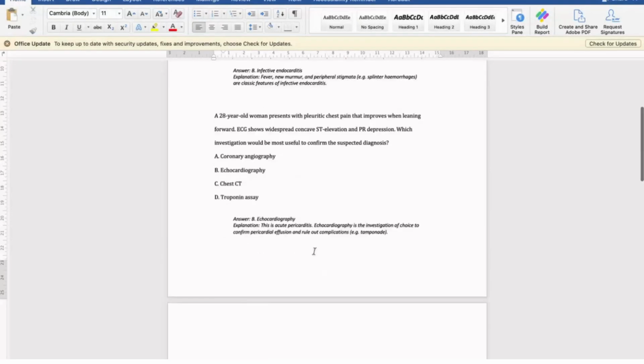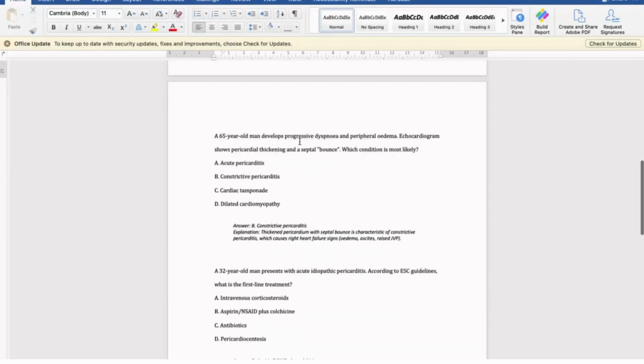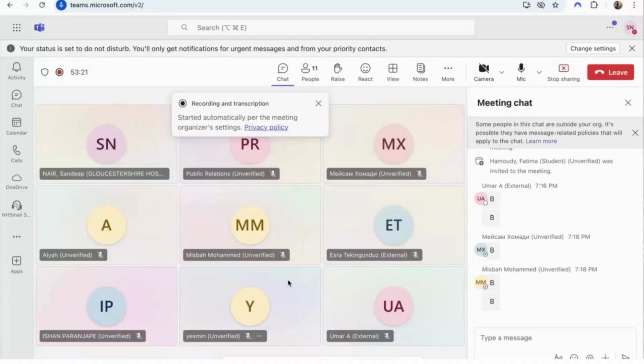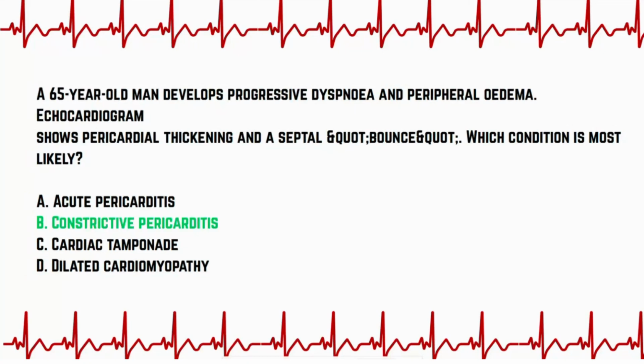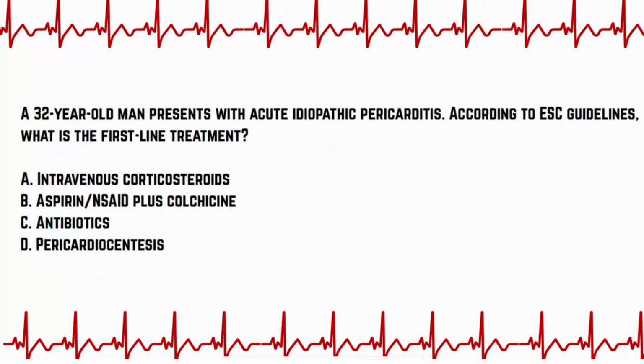Oh, septal bounce. Don't worry, guys. That's constrictive pericarditis. Not sure what happened in terms of formatting there, but the key word there is pericardial thickening. Now the thickening is indicative of fibrotic changes. This is what gives rise to a septal bounce. But don't worry about that.